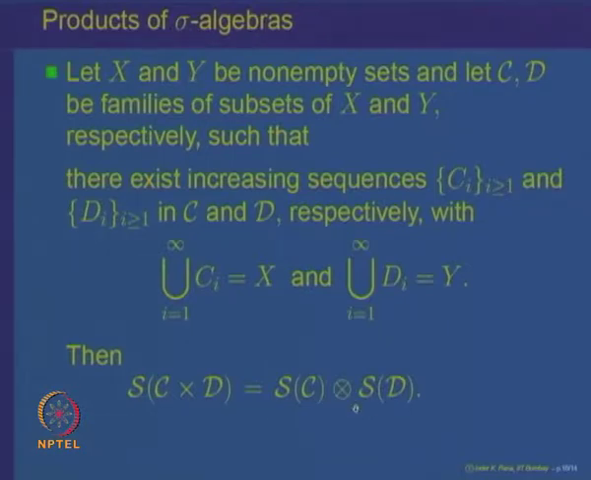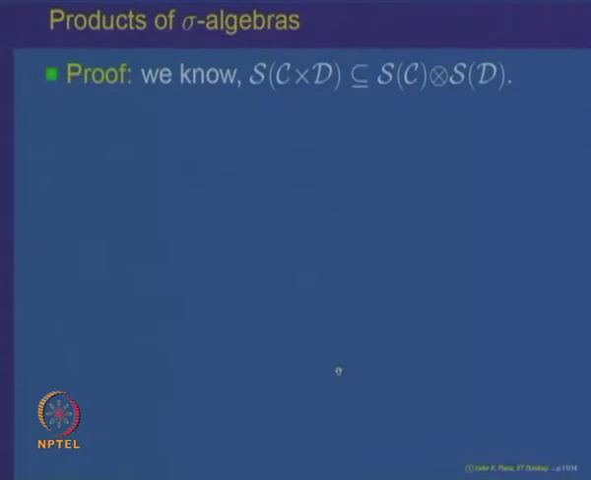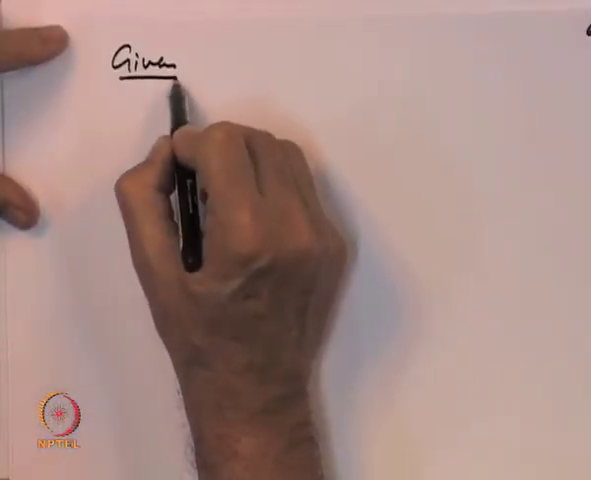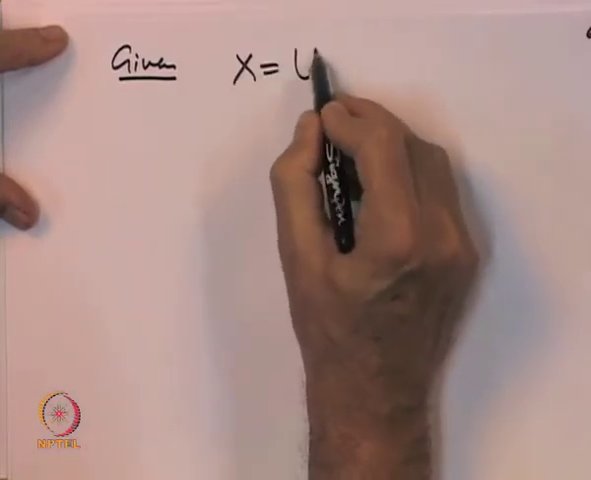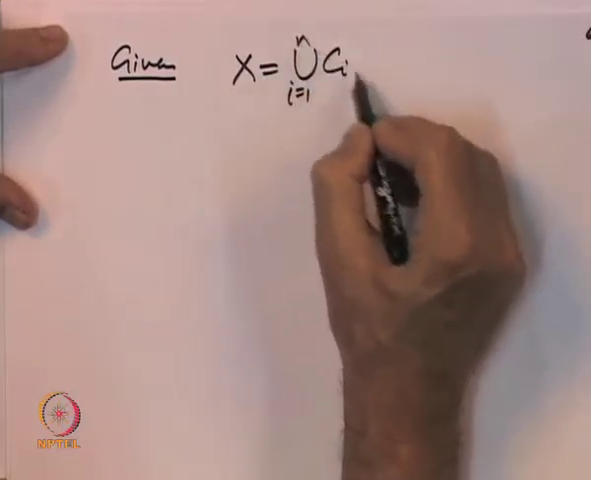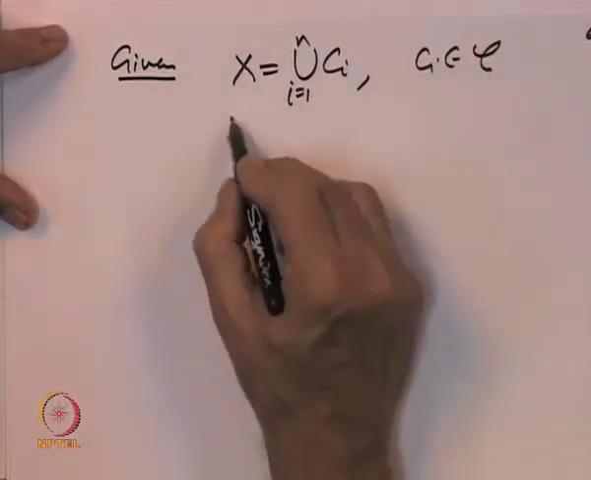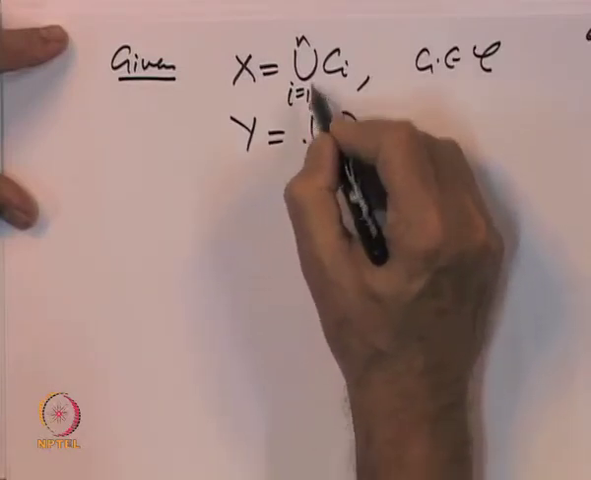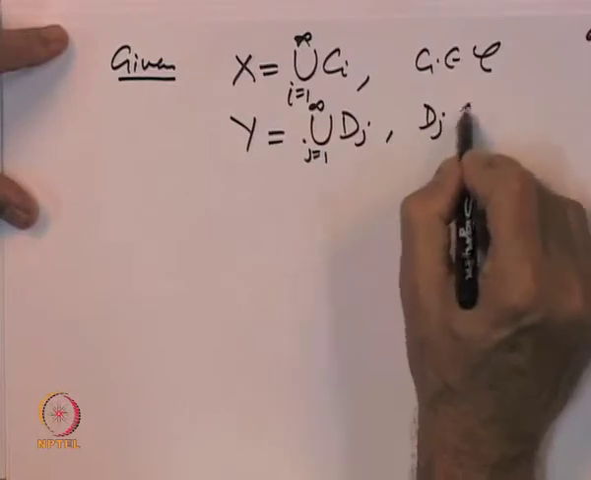So, this equality holds. Of course, we have already proved that S of C cross D is a subset of the product sigma algebra S of C times S of D. We only have to prove the other inclusion. So, what we have to show is the following. This is the given fact: X can be written as a union of C_i, i equal to 1 to n, where the C_i's belong to C, and Y also can be written as a union of elements D_j, j equal to 1 to infinity, where the D_j's belong to D.